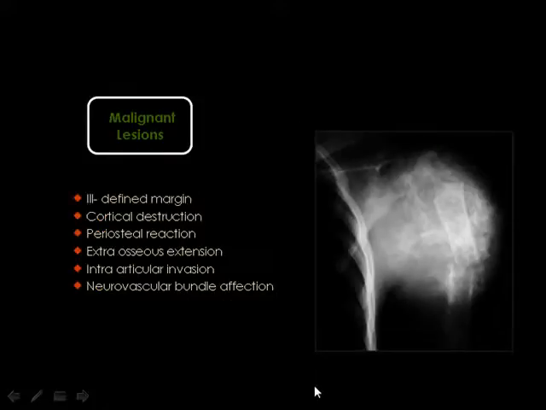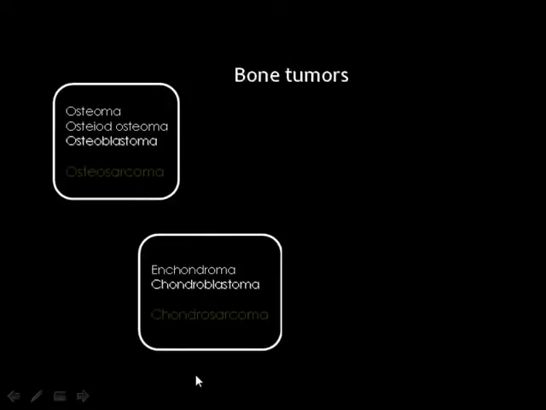Then the malignant lesions are characterized by ill-defined margin, cortical destruction, periosteal reaction, extraosseous soft tissue component, and this intra-articular invasion and neurovascular affection are the sequelae of extraosseous extension.